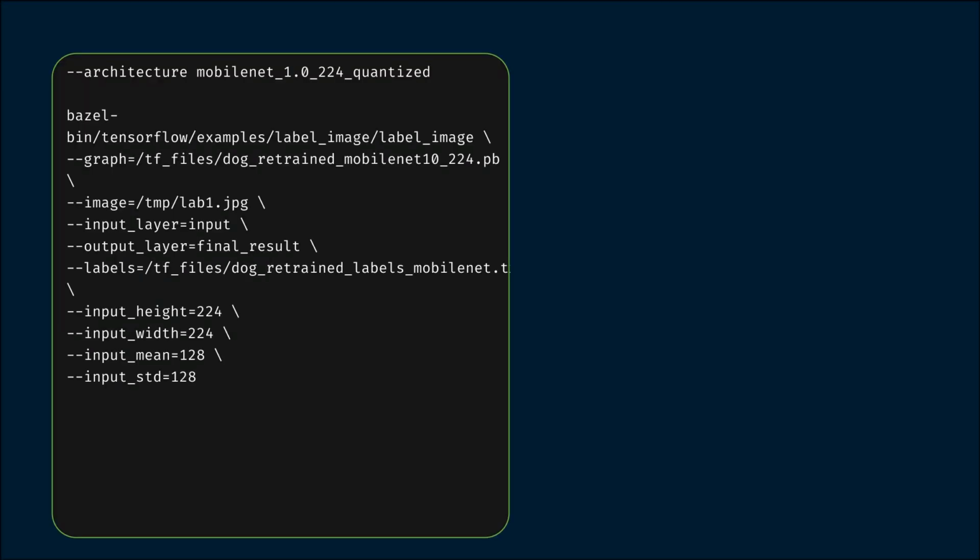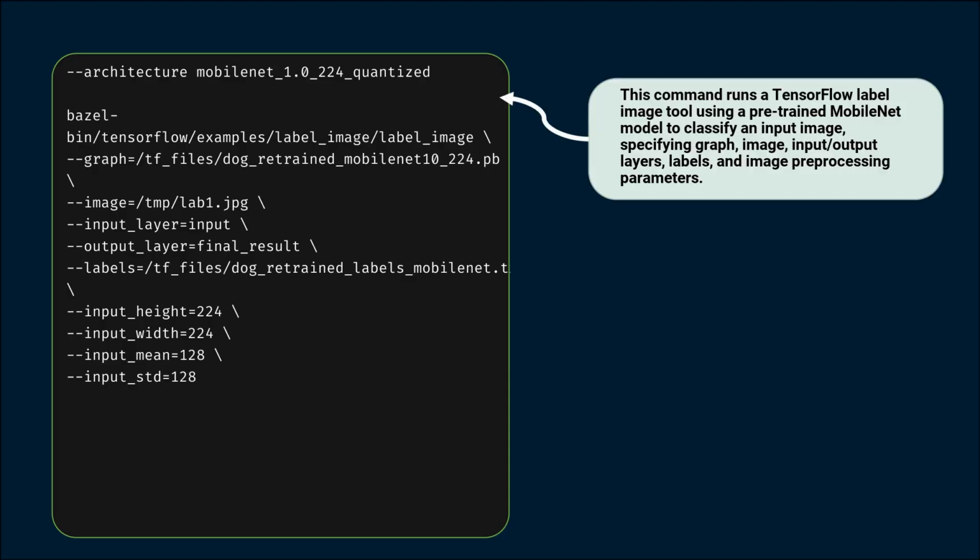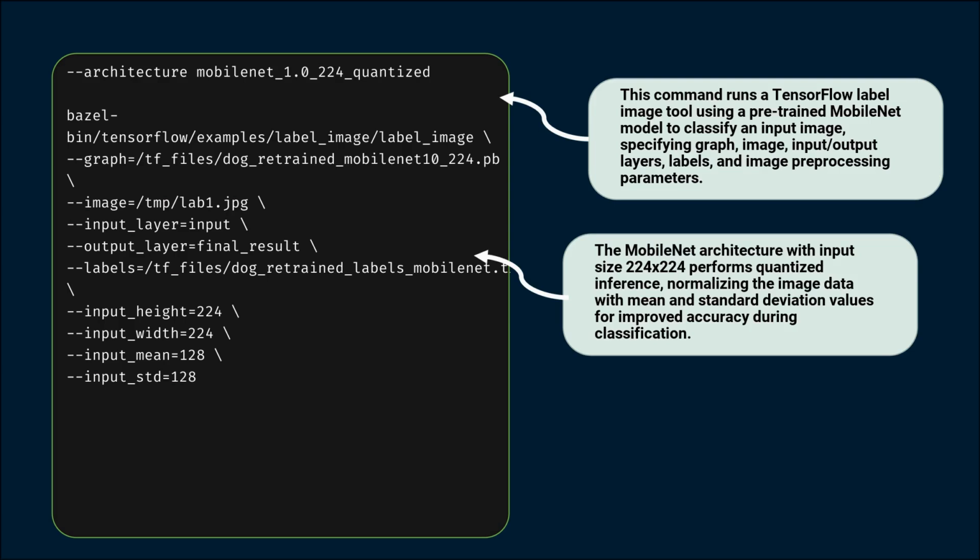Now let's see how we can implement the label image tool to evaluate the performance of our retrained Mobilenet model. The command begins with the path to the label image executable, which is essential for classifying images based on the model we've just trained. After that, we specify the location of the graph file using the graph parameter, pointing to the saved retrained model.